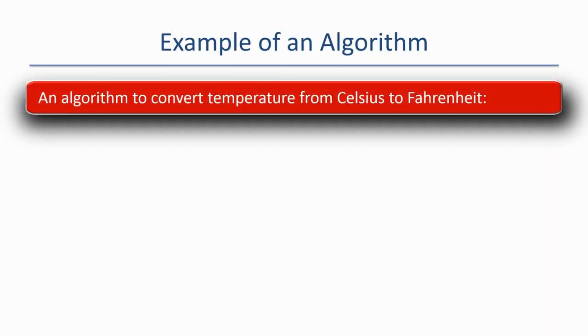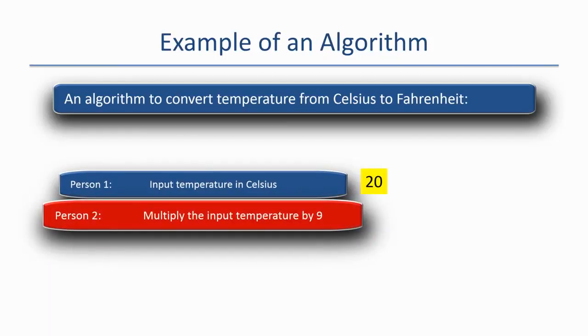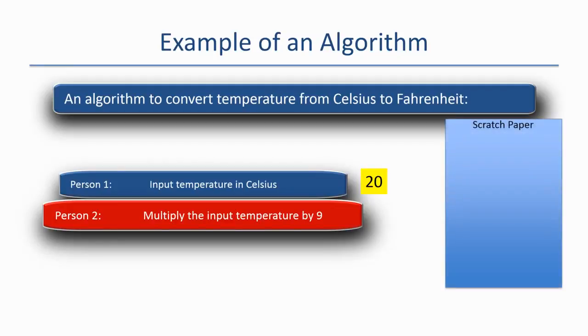Now imagine that each step of the algorithm has to be performed by a different person, and these people cannot talk to each other, and the only way they can communicate is through a piece of paper. So person 1 gets the input temperature. In this case, let's imagine it is 20, and then it's supposed to pass it to person number 2 so it can be multiplied by 9. In order to do so, person 1 goes and gets a scratch paper, writes the value of 20.